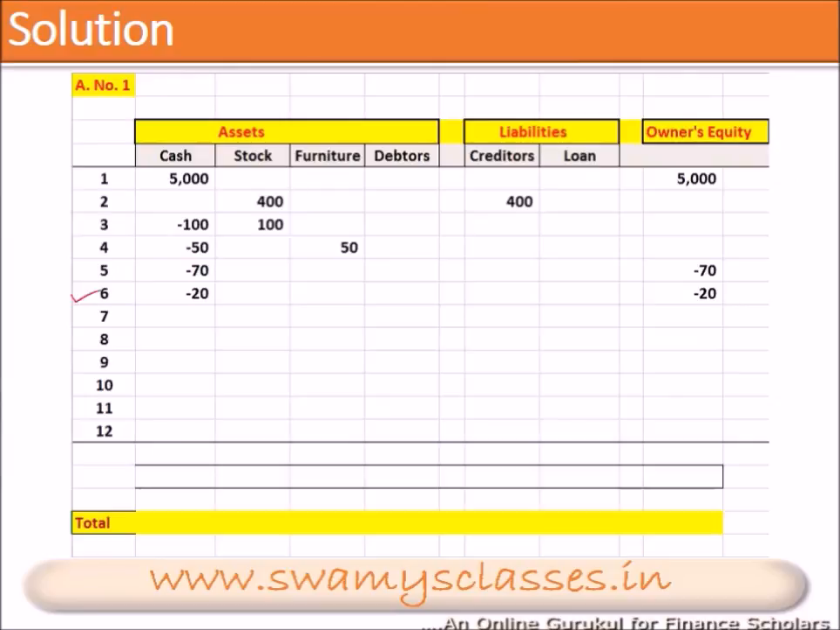Coming to the sixth one, because you pay rent and rent is an expense, owner's equity goes down by 20 rupees. You all know very well, any income gets added, any expense gets deducted from owner's equity. Parallelly, because it is paid in cash, assets goes down in the name of cash by 20 rupees.